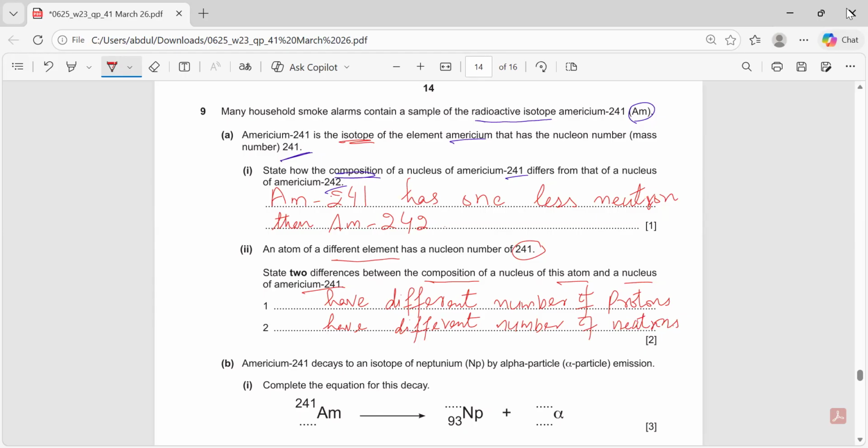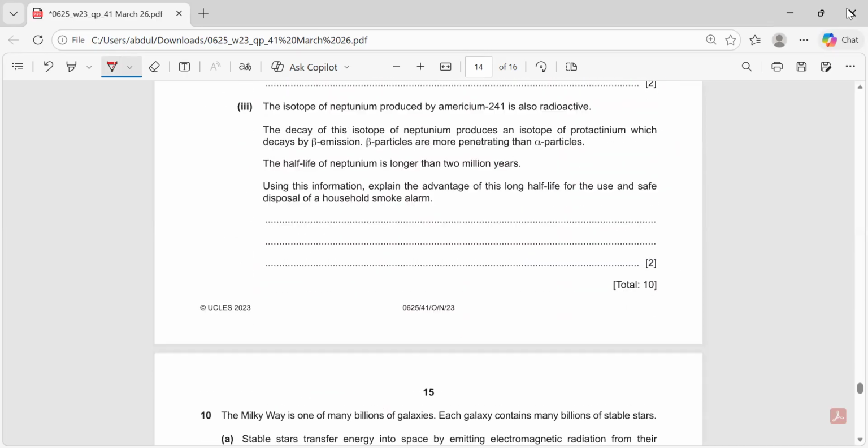Now you may think, sir, what is this? How come? Before, there were isotopes of americium-241 and 242. They had the same number of protons but a different number of neutrons. 242 has one more neutron than 241, or americium-241 has one less neutron than americium-242. But here, one is americium still, but there is another, different element that has a nucleon number of 241. Now we are not told which, but I can explain it to you.